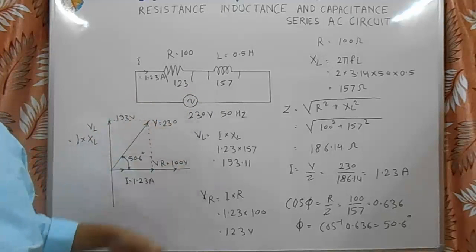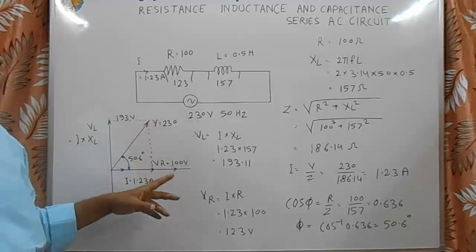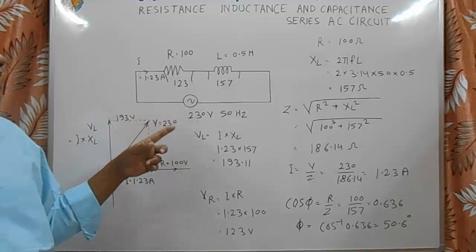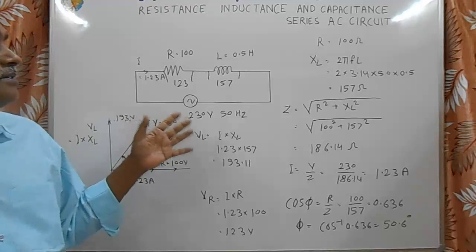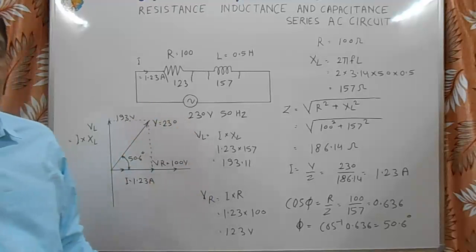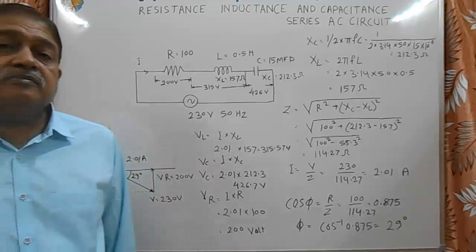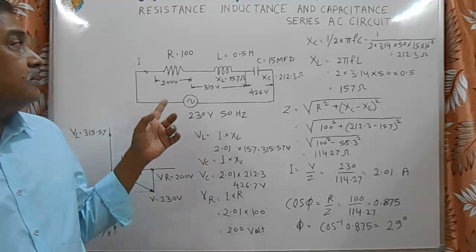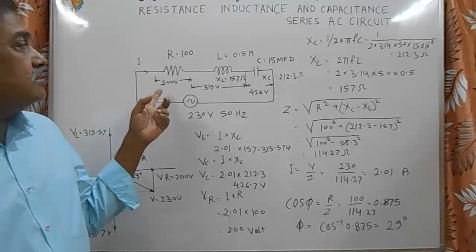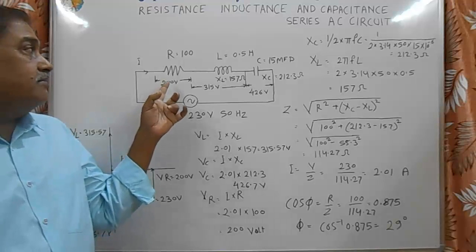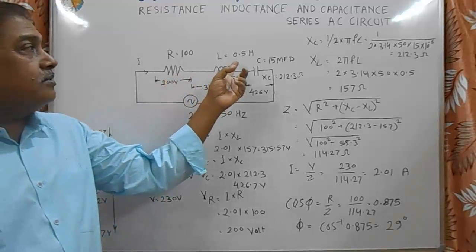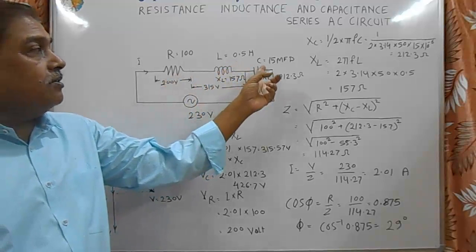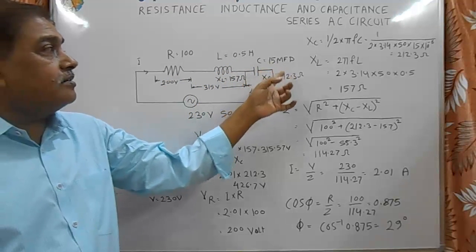So in this case, we have seen the series circuit of R and L, and on the next page I am going to deal with the RLC series circuit and its vector diagram. Here on this page I am showing a series RLC circuit. The value of resistance is 100 ohm, the value of inductance is 0.5 Henry, and the value of capacitor is 15 microfarad.